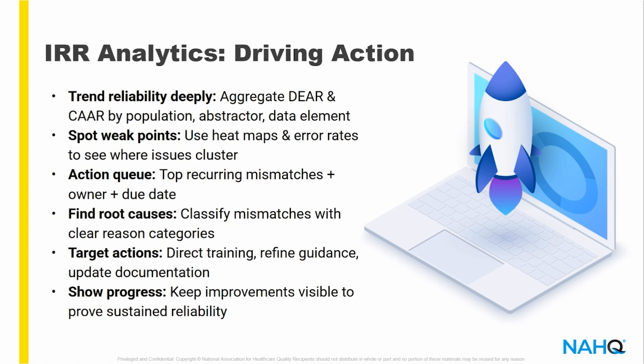From there, drill deeper into why the mismatches happened. Create simple reason categories like missed by Abstractor, knowledge gap, conflicting documentation, or criteria ambiguity. Over time, these reasons build root cause intelligence. Finally, act on what you learn. Tailor your trainings to your weak spots, clarify the guidance and decision aids, advocate for documentation fixes to make our jobs easier, and escalate performance concerns when needed.